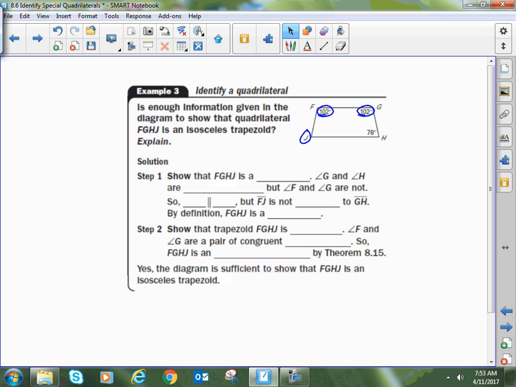So that's what I want to know. Are those two angles going to be supplementary to each other? And in this case, when you say 102 subtracted from 180, we do get 78 degrees. So yes, there is enough information here to say that it is an isosceles trapezoid.